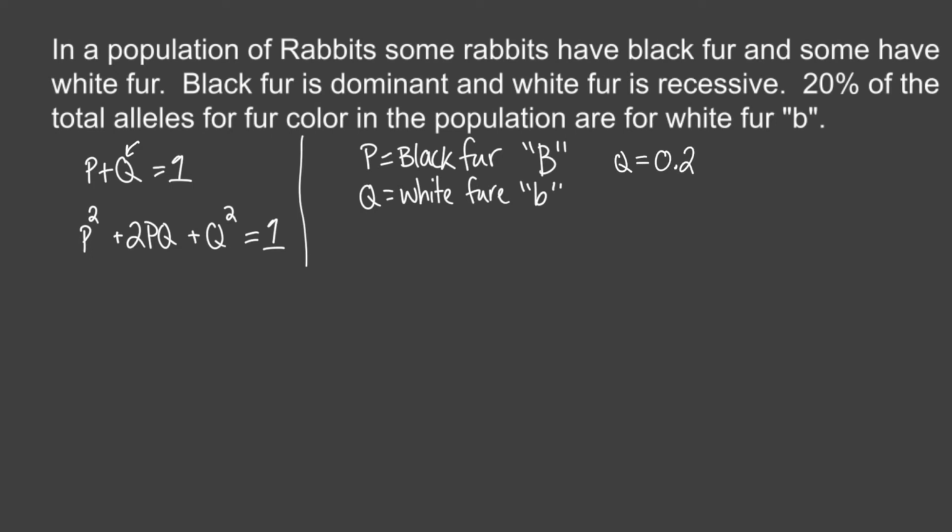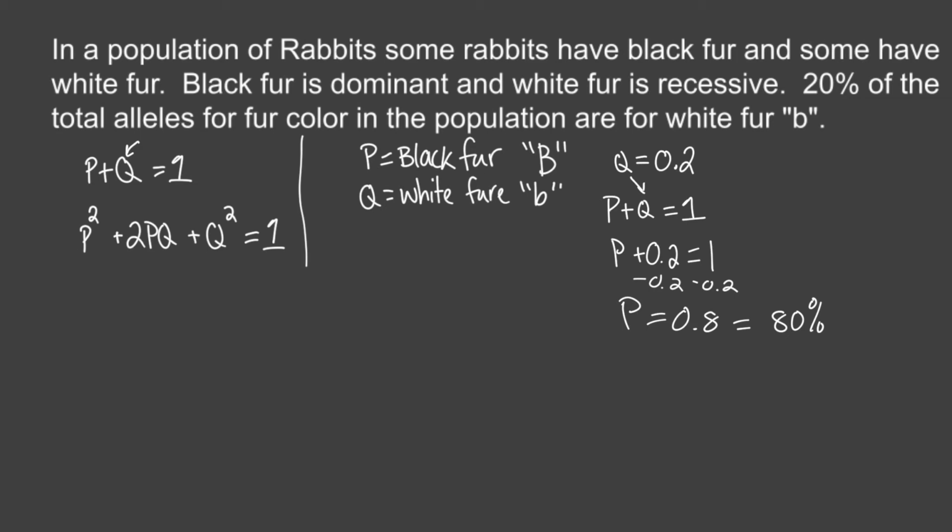Q equals 0.2. And now we can plug in the equation P plus Q equals 1. So P plus Q equals 1. We can substitute Q. Q is 0.2, so P plus 0.2 equals 1. Subtract 0.2 from each side, and our P value equals 0.8. So what this tells us is that 80% of the alleles in the population are the dominant allele, or that capital B allele. And that makes sense because the total number of alleles comes to 100%. So if 20% are the recessive allele, then 80% must be the dominant allele.